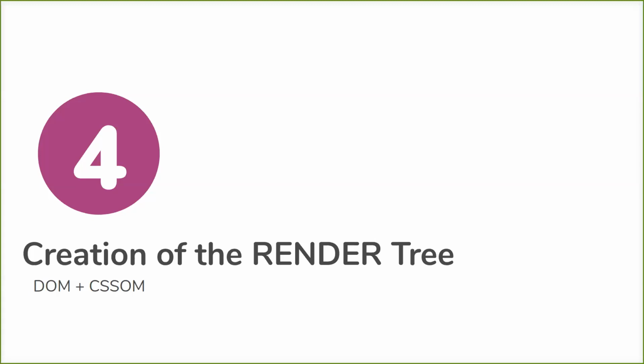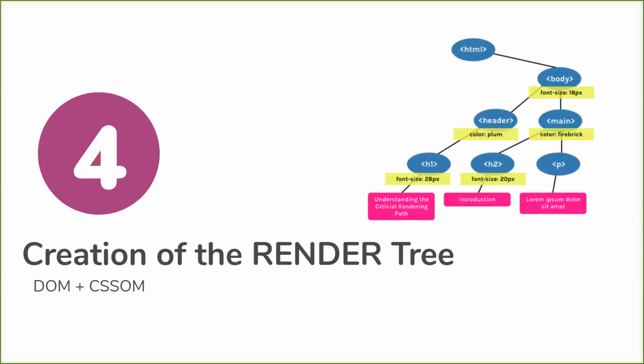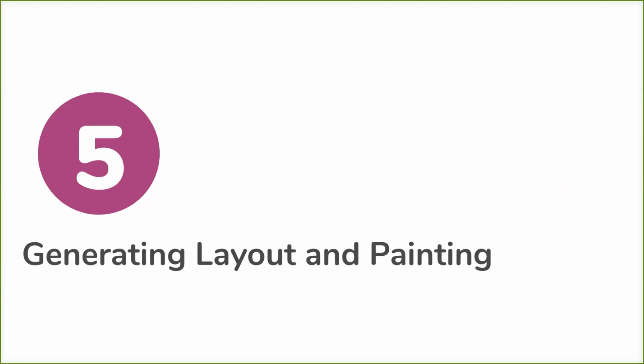And the fourth step is when the DOM and the CSS object model come together to form something called a render tree. So we've seen that in the DOM we just had the nodes, and in the CSS object model we had styles associated with these nodes, and this all comes together to form our final render tree, which is to be shown on the web page. And the last part is generating layout and painting.